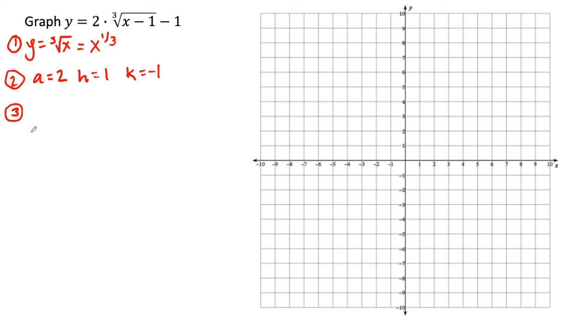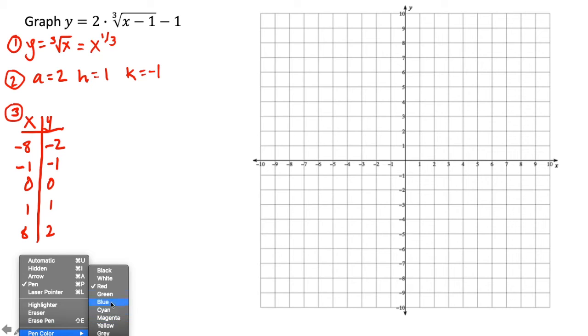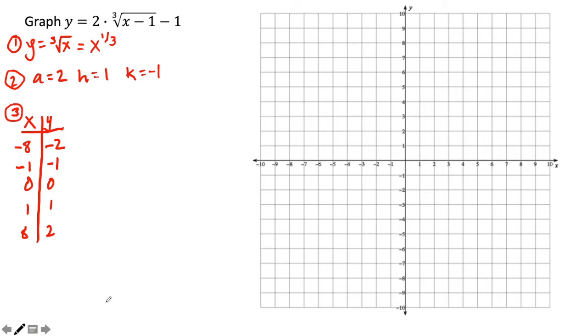Step 3, knowing some points on the parent function. So I'm going to say, start with -8. I want 5 points for this one. So -8, -2, because the cube root of -8 is -2. -1, -1, 0, 0, 1, 1, and then 8, 2. And so knowing those points, we're going to perform the transformation to our new function.